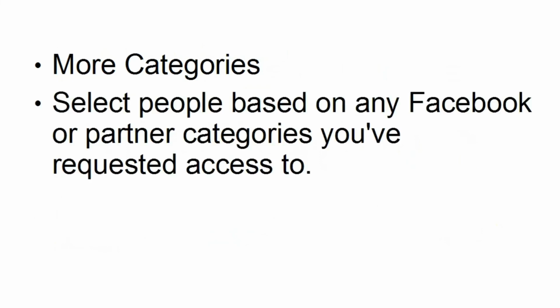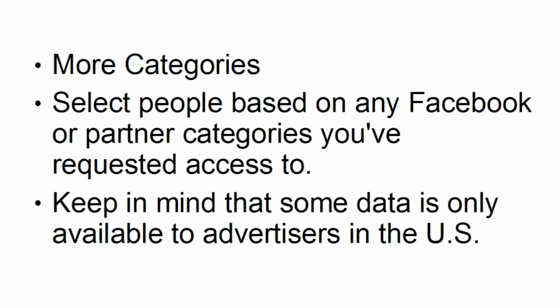And of course, there are more categories as well. You can select people based on any Facebook or partner categories that you've requested access to. Although you need to keep in mind that some data is only available to advertisers in the US, because Facebook is, of course, a US-based company, and data protection laws apply in various places.